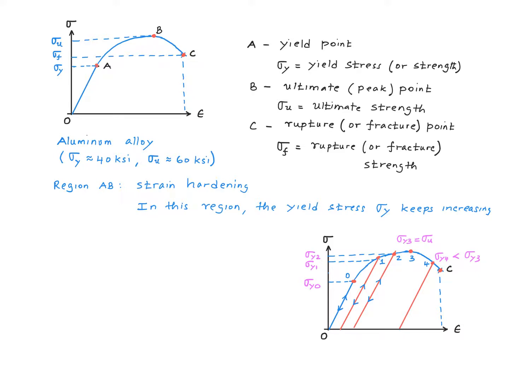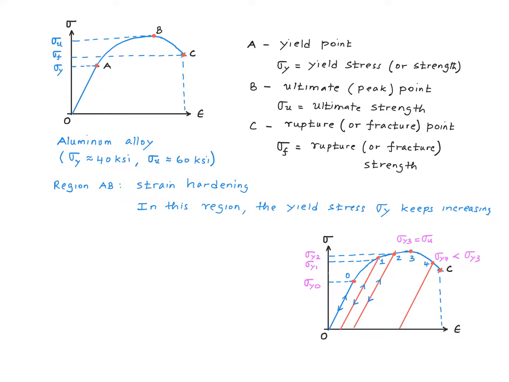Why do we call the region from A to B a strain hardening region? See what happens to the yield stress. Yield stress at this point is sigma y0. Yield stress at this point is sigma y1. Yield stress at this point is sigma y2. This point is sigma y3. This point is sigma y4. I know I'm confusing you, right? Let's dig in a little deeper, okay?